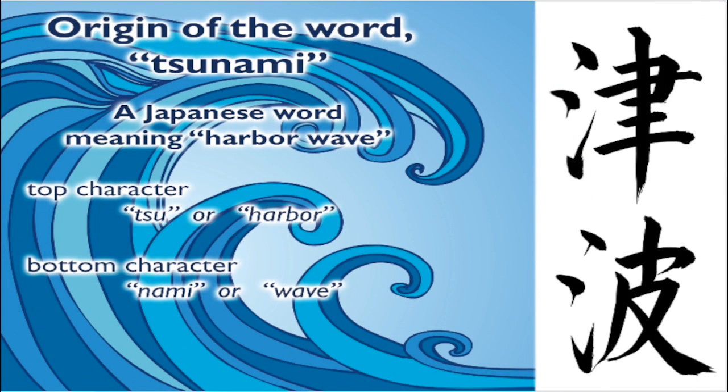So where does the word tsunami come from? Well, the origin of this word actually tells us a lot about how tsunamis act and where we can go to protect ourselves as well. Tsunami is actually a Japanese word, and it means harbor wave. The first character is tsu and the second character is nami, or harbor wave. And the reason why it's called harbor wave is the Japanese noticed when tsunamis would occur in their country that the harbors were most affected.